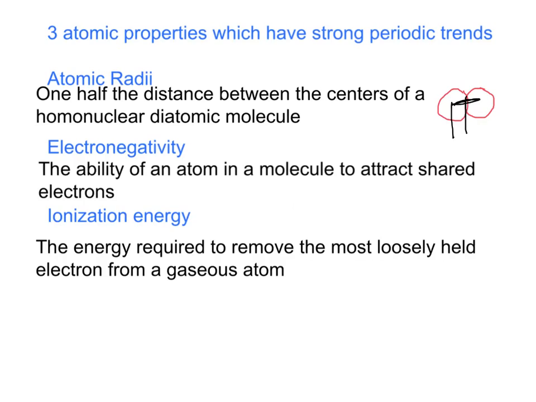And the third one is ionization energy. If you were to measure how much energy you'd need to apply to knock off or pull off the outermost electron, the most loosely held electron, from a gaseous atom, that is the ionization energy. So we're going to look at how these three properties vary both across and up and down the periodic table on the next slide.